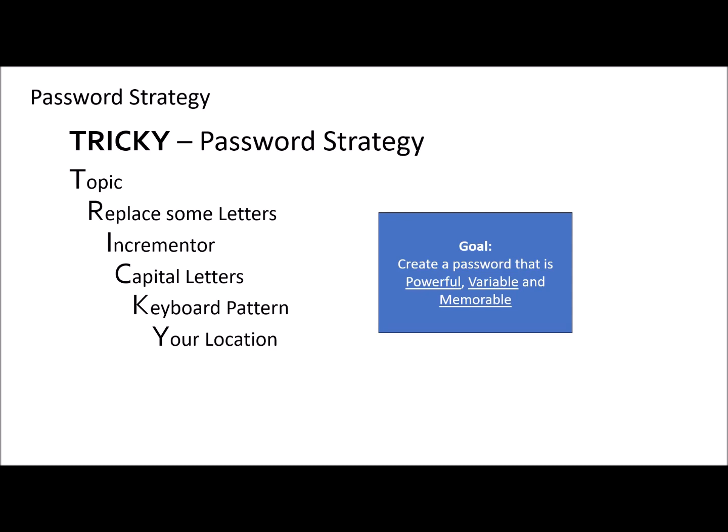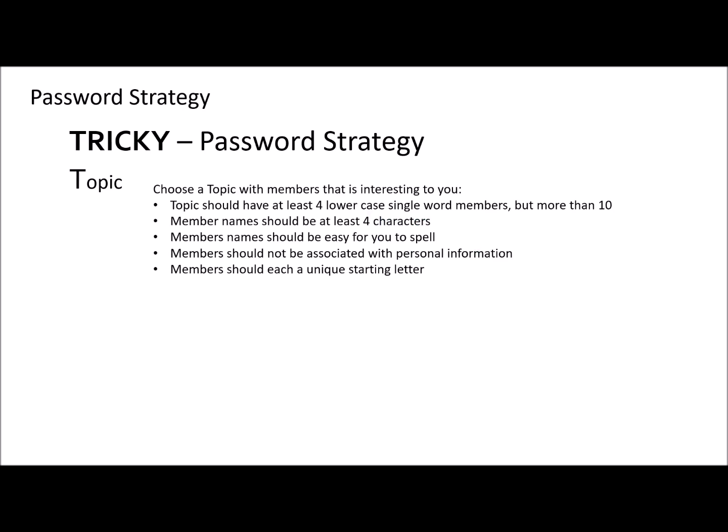That's the key. You want to be able to memorize these things, right? So the first thing that we're going to look at is the topic. So what we do is we choose a topic with members that are interesting to you. This is the one component that you have to memorize, right? So the members should be at least 4 lowercase characters, but not more than 10. I mean, you can make it as complex as you want. Obviously, the longer the password, the better.